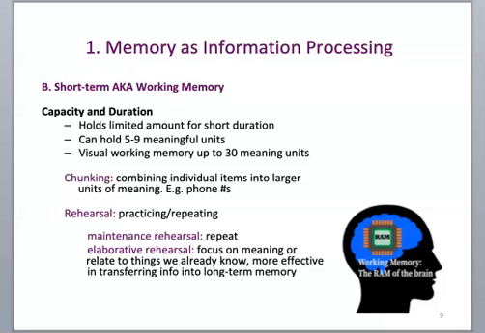Okay, so we're still in short-term memory, and we're talking about capacity and duration. Whereas the sensory memory only holds things for like a brief second, right? Working memory holds the amount for a shorter duration, but a little bit longer. It can hold 5 to 9 meaningful units, which is going to become clear soon. And visual working memory can hold up to 30 meaning units.